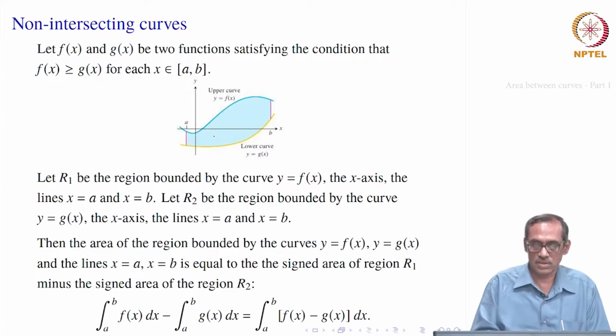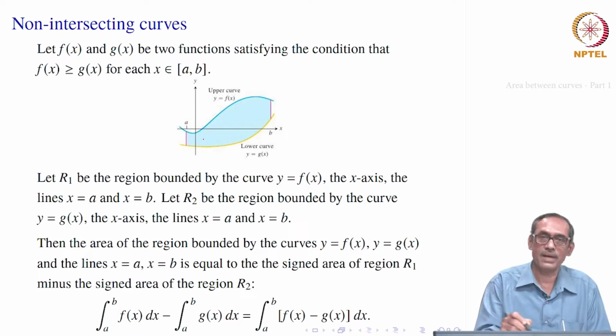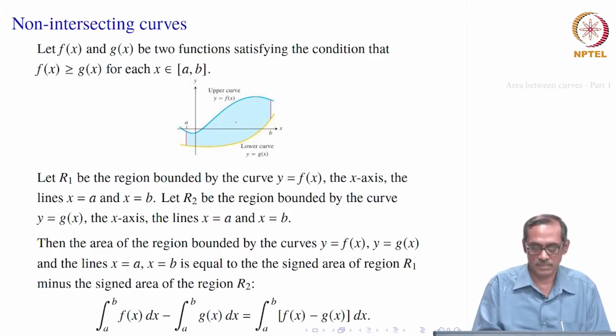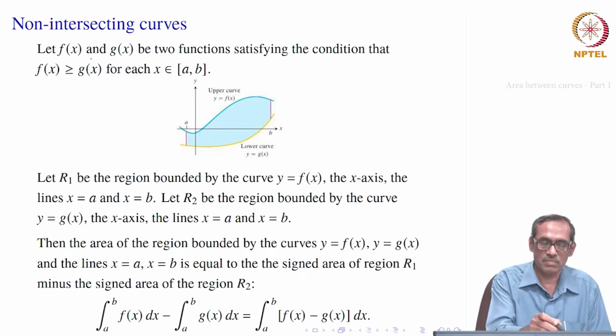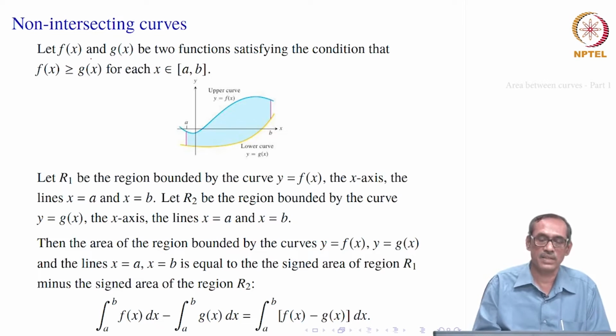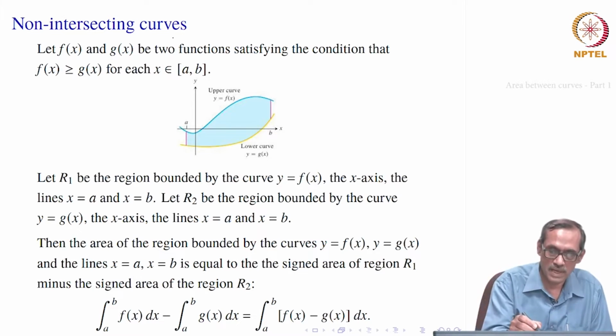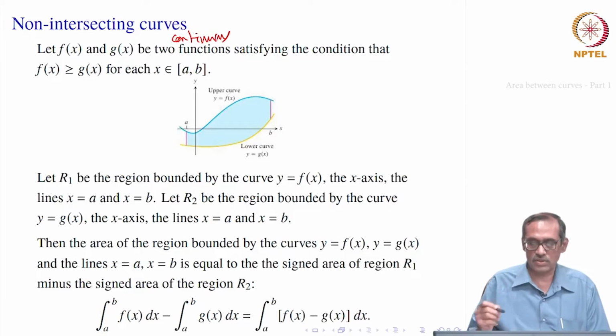So, we will be using this in many examples and see how one curve is lying above the other. So, you get f of x greater than or equal to g of x for each x in a, b. That condition is required, and of course, integrability conditions should be satisfied. We usually assume that f of x and g of x are continuous functions, so you may say continuous here itself, so that these integrals are well defined.